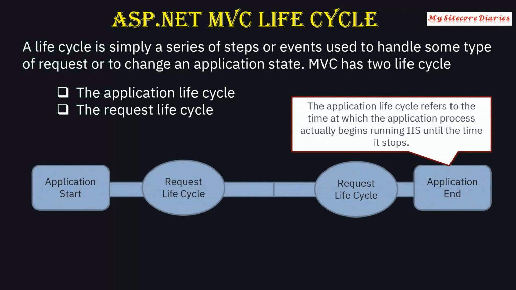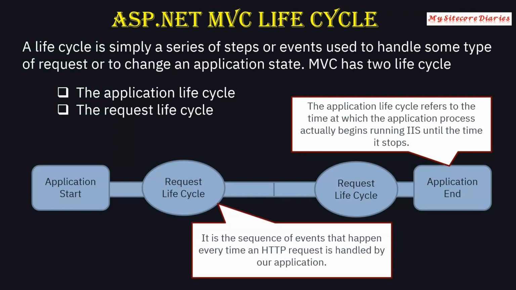First is the application lifecycle and second is the request lifecycle. The application lifecycle refers to the time at which the application process actually begins running in IIS until the time it stops. So from the IIS start till the IIS stop, that complete life cycle is called the application life cycle. Whereas the request lifecycle is the sequence of events that happens every time an HTTP request is handled by our application. So how the HTTP request is handled, that process or those steps, is called the request lifecycle. We'll see the request lifecycle in detail.